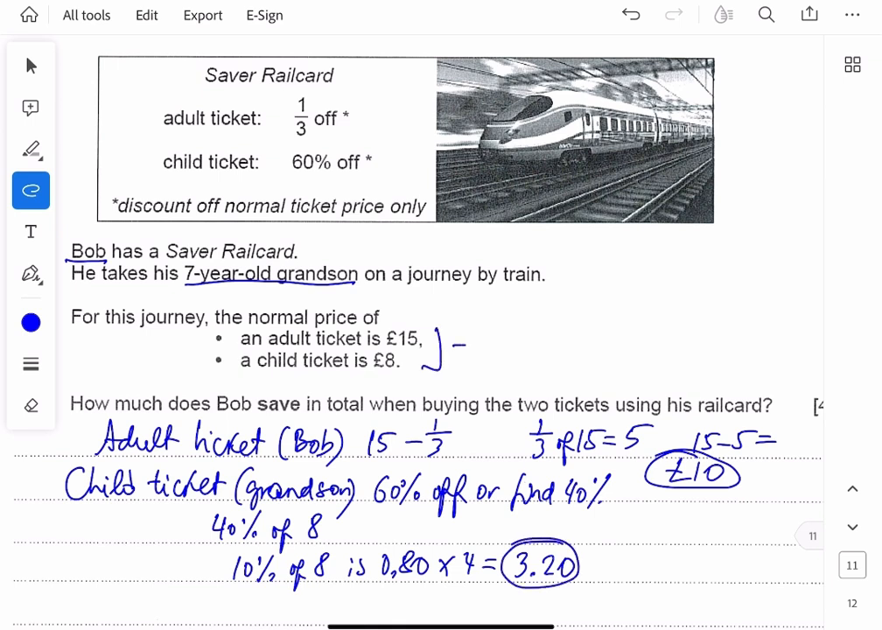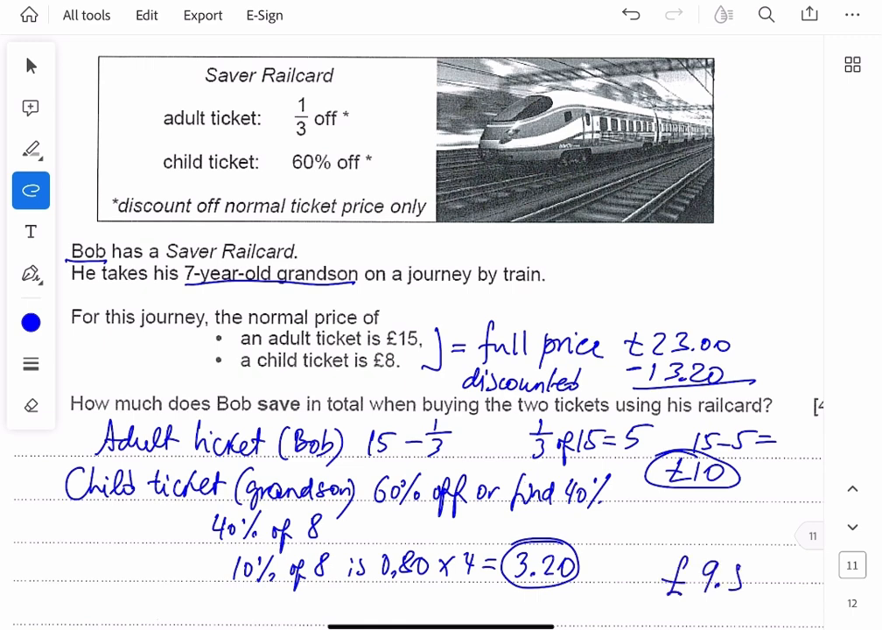So here you go, we've got two circled answers, so we're going to add them together and then compare to the full prices. So full price for both would be £23, and discounted tickets, if you add them together, you get £13.20. Okay, so how much does Bob save? We just need to subtract one from the other, and that will tell you how much he saved by using his rail card. So that is £9.80.